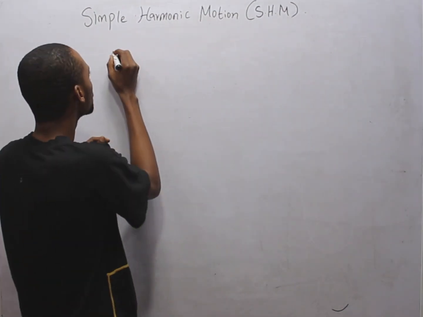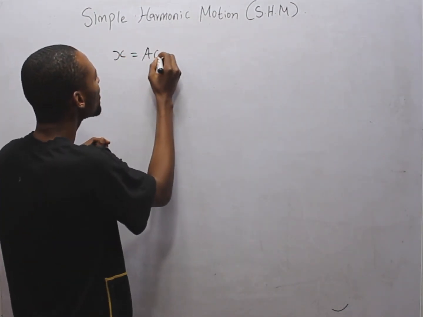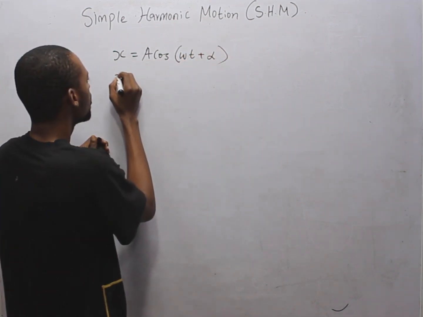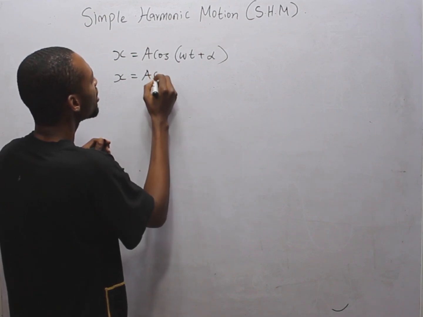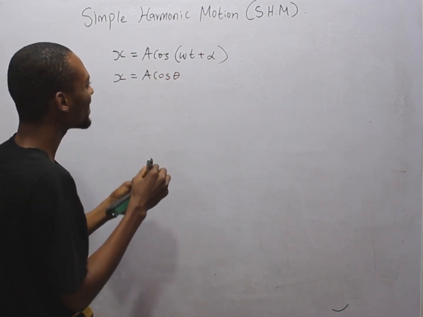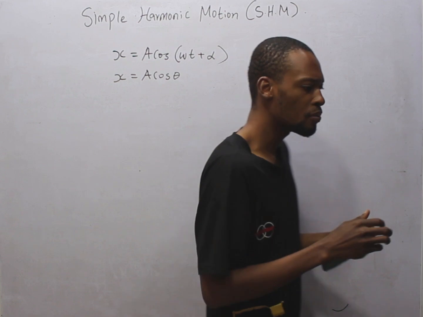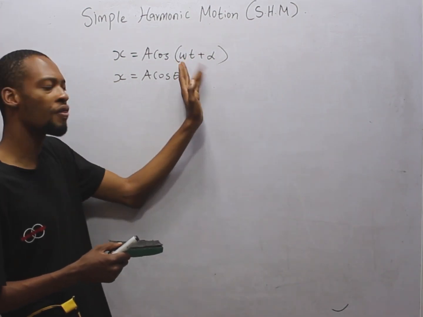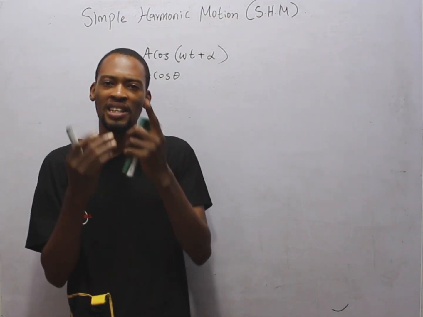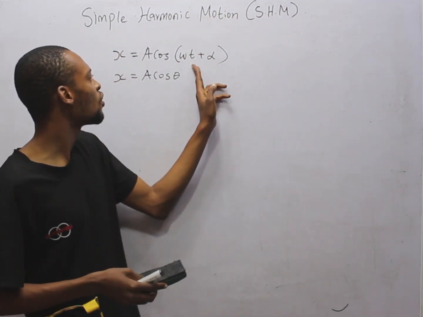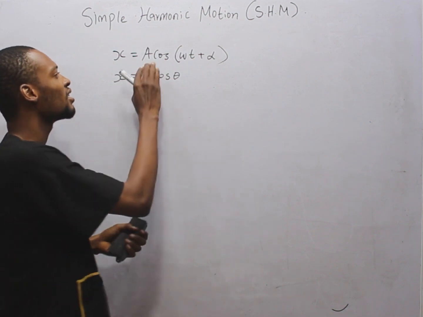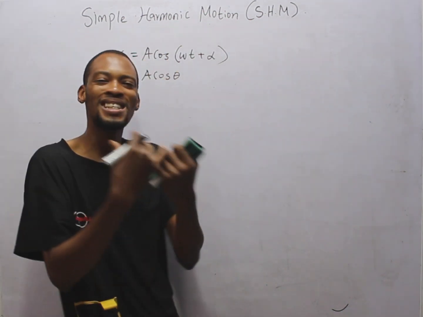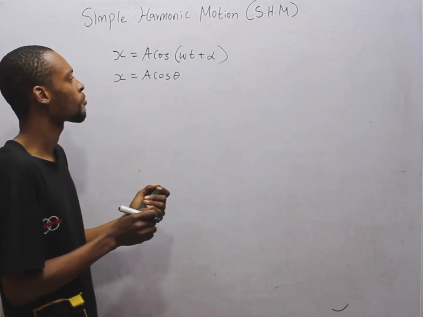Displacement is simply S equals A cos(Wt + alpha), or displacement equals A cos theta, where theta equals Wt + alpha. W is angular velocity. We really dealt with this in motion in a circle, and t is time, while S is displacement, A is amplitude, which is the maximum displacement of a body from its equilibrium position.